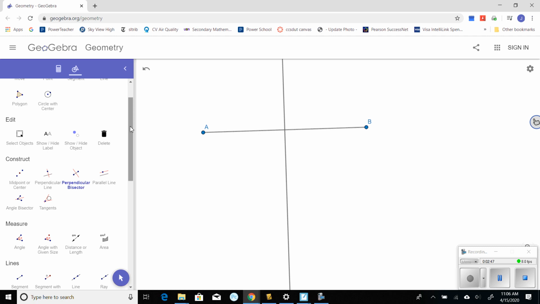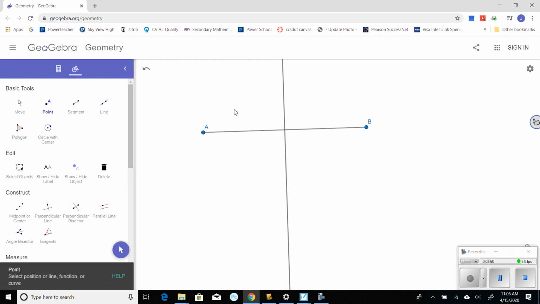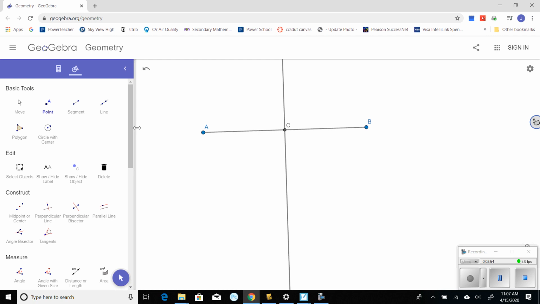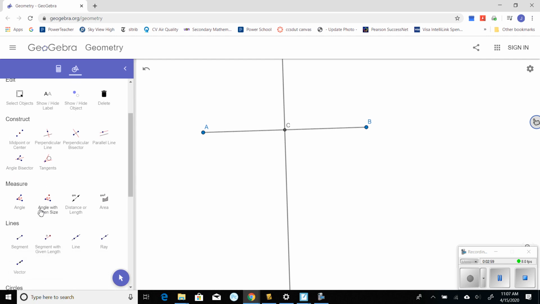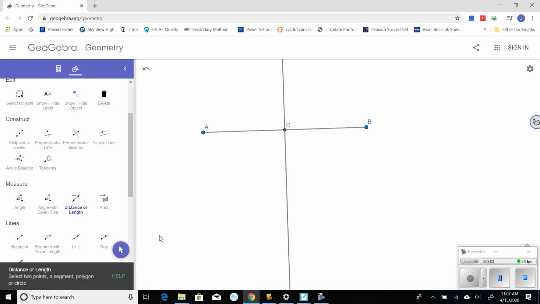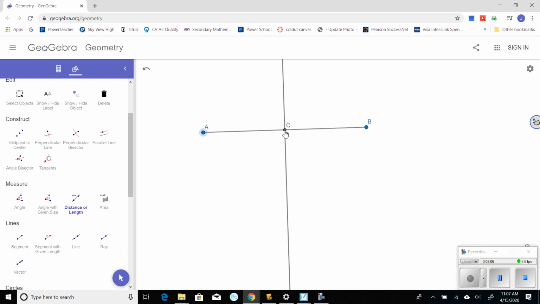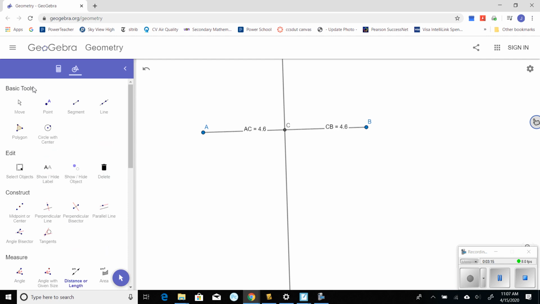I'm going to put a point right there, and I'll show you why. Put a point right there where the 2 cross. Just to show you that it bisects it, you can measure those distances. If you come down here, there's a measure menu. Click on distance or length, and again it says select 2 points or a segment. I'm going to measure from A to C and from C to B. And what we should find is that those 2 segments should be the same because it's a bisector. It bisects it. So that part's 4.6, that's 4.6.